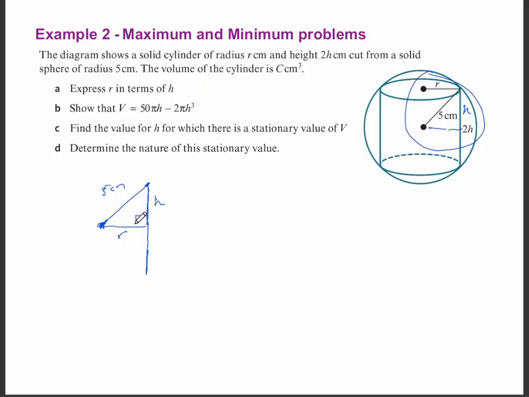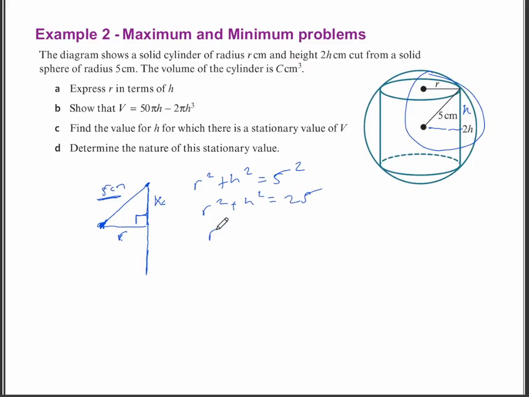So we have a right angle triangle where the hypotenuse is 5 centimeters and the two sides are r and h. Therefore, r squared plus h squared equals 5 squared according to the Pythagoras theorem. Therefore, r squared plus h squared equals 25. Subtracting h squared on both sides, we get that r squared equals 25 minus h squared. Then to get r, you just square root both sides. So r equals the square root of 25 minus h squared. Obviously, we're only going to deal with the positive value because r cannot really be negative.